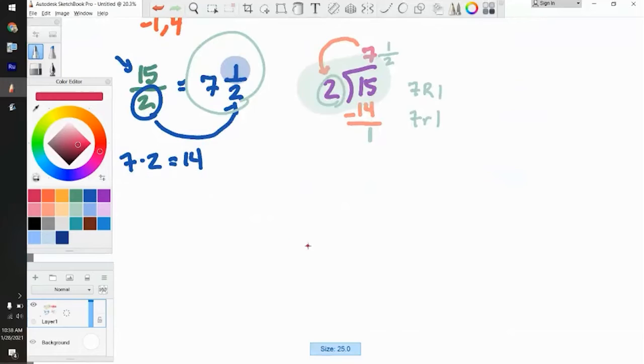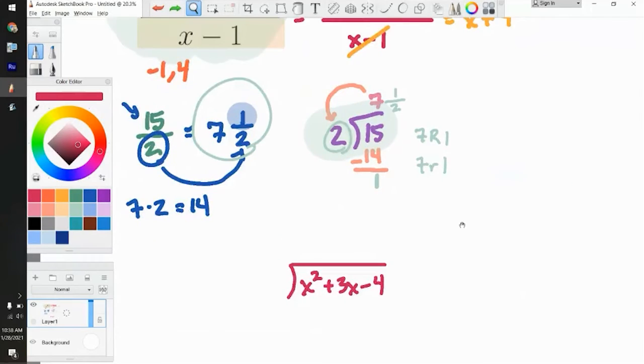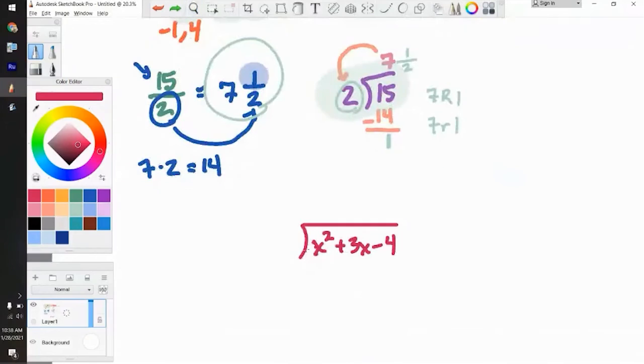So I kind of want that on the screen still. But we're going to do x squared plus 3x minus 4. And we're doing that division bar, which is different than the square root. Sometimes people do the square root symbol. Really should have came up with a different notation for that, mathematicians. But they didn't. All right.